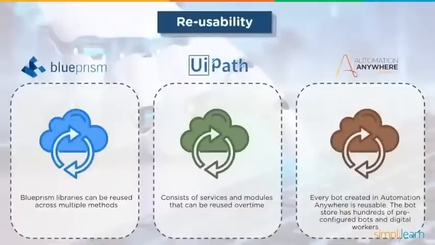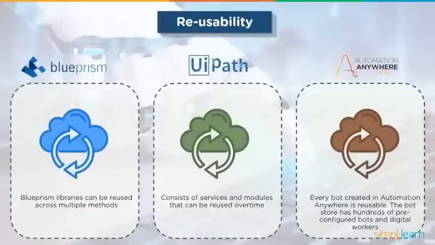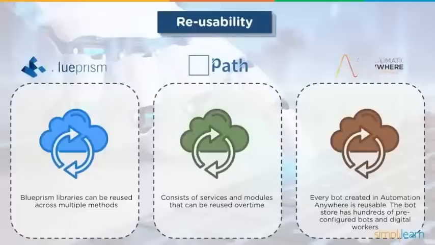Moving on to the next feature, reusability. Blue Prism consists of a library of business objects that can be reused across multiple methods. It also offers high reliability. In the case of UiPath, the processes can be used for various synthesis services with several workflow modules. As a result, UiPath offers a high degree of usability and moderate reliability.